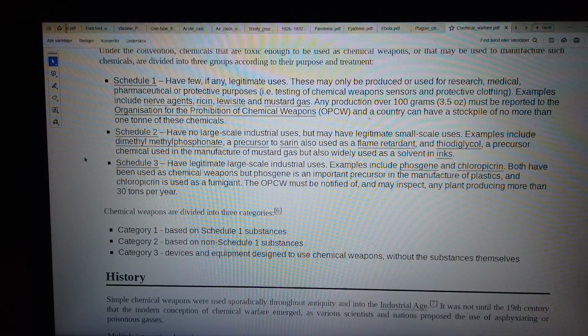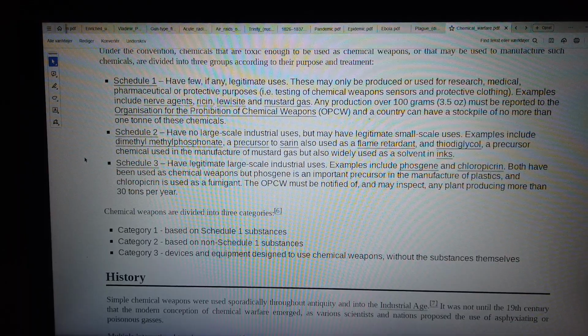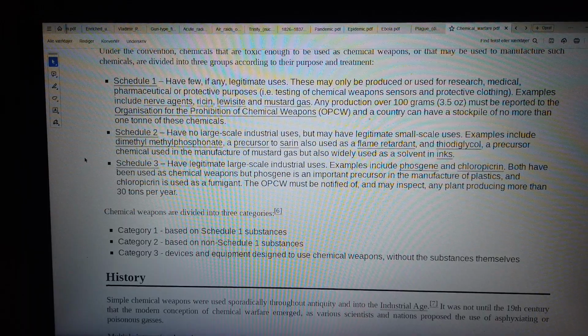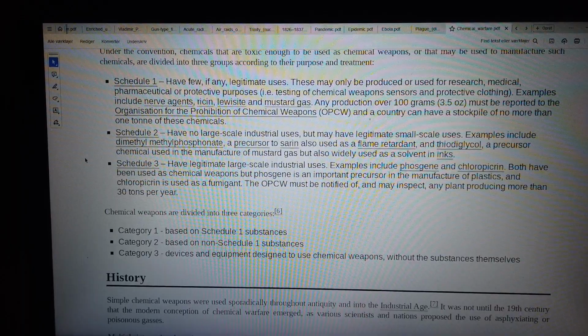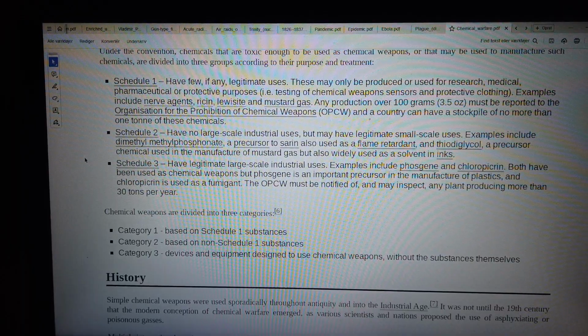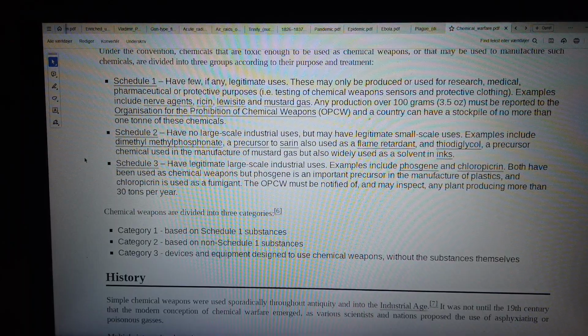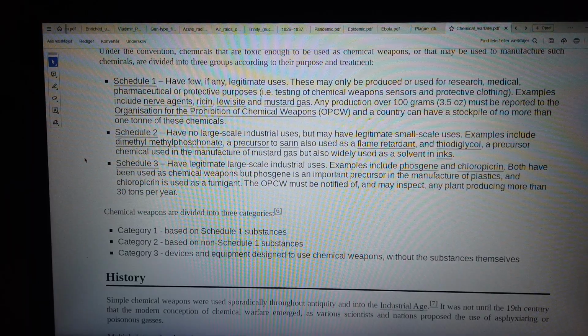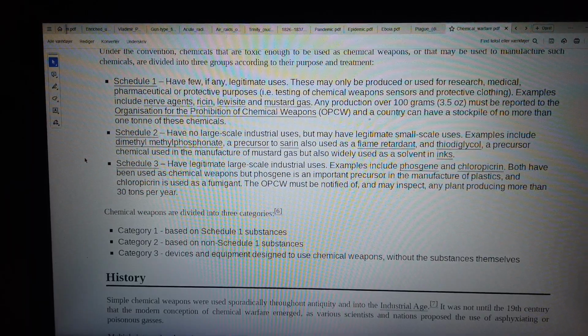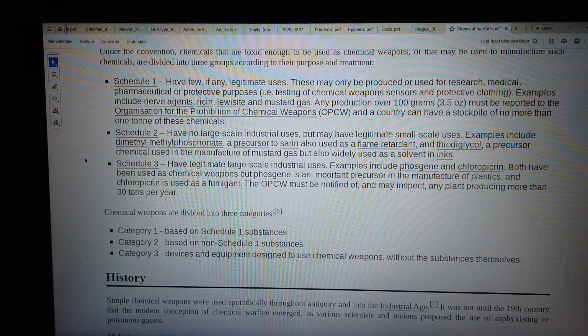Schedule 3 chemicals have legitimate large-scale industrial uses. Examples include phosgene and chloropicrin. Both have been used as chemical weapons, but phosgene is an important precursor in the manufacture of plastics, and chloropicrin is used as a fumigant. The OPCW must be notified of, and may inspect, any plant producing more than 30 tons per year.